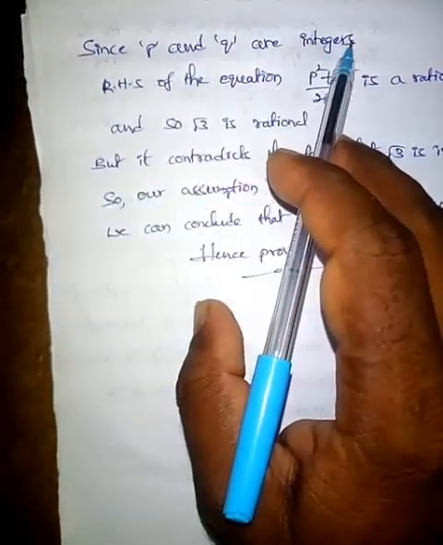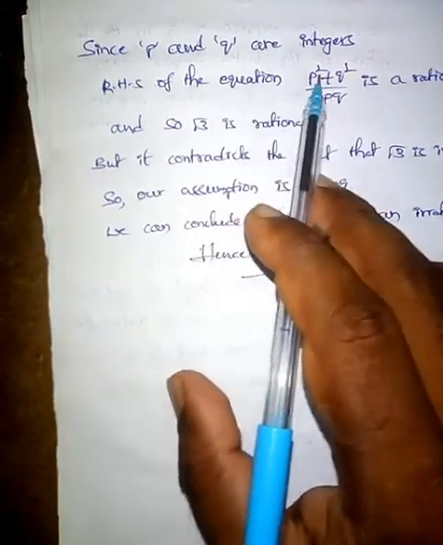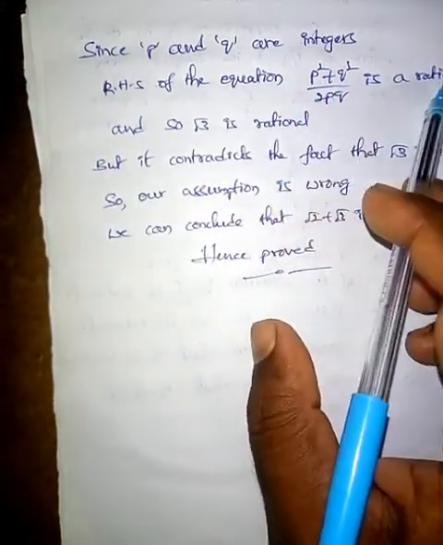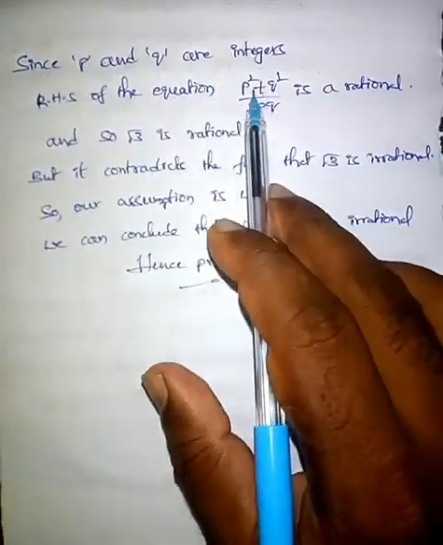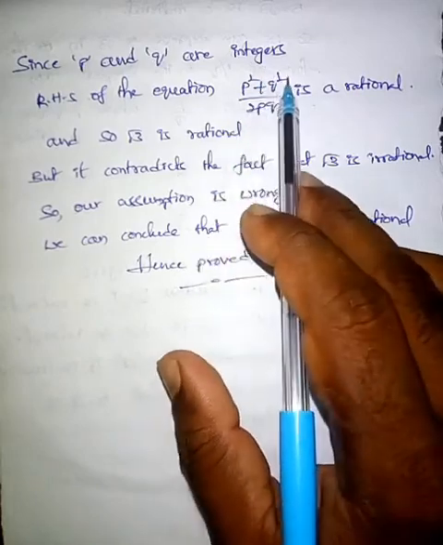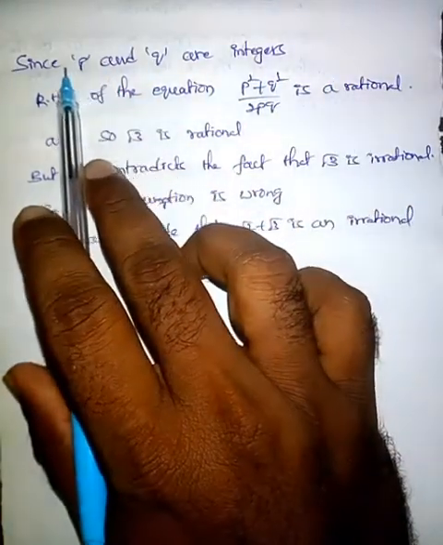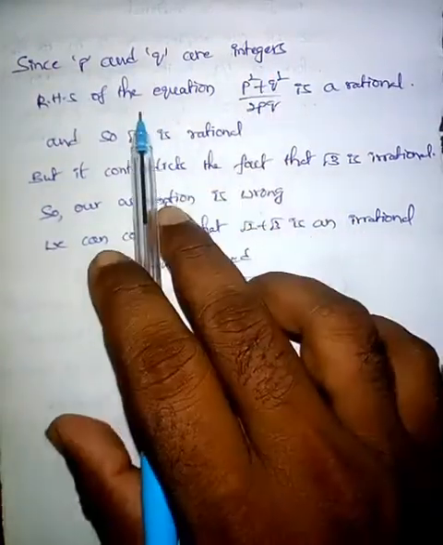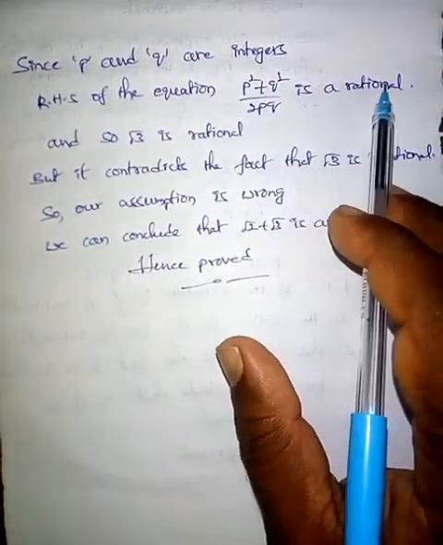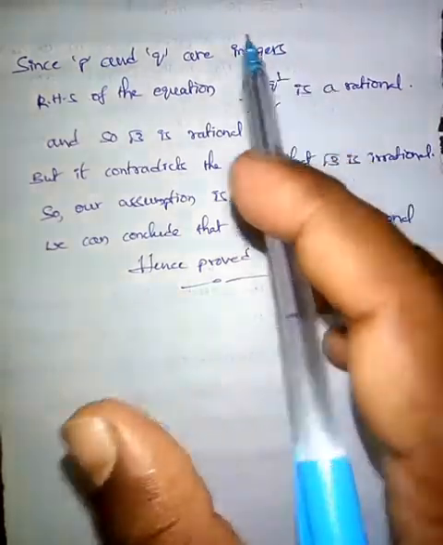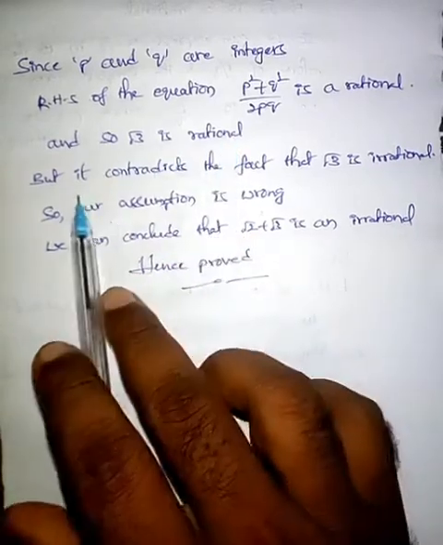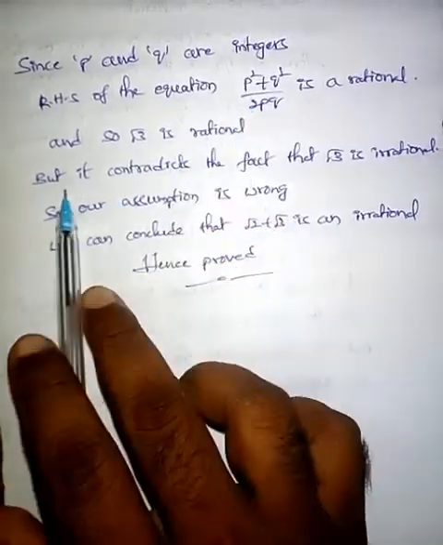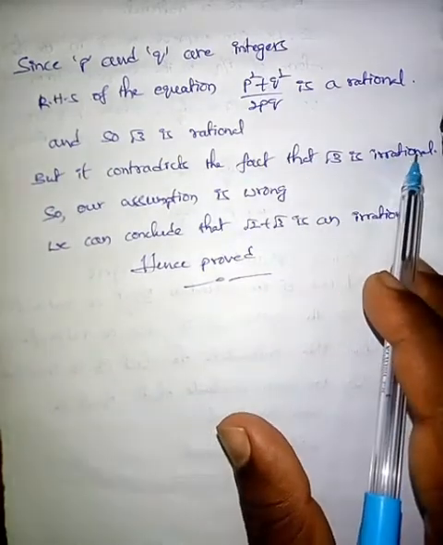Okay, so write the conclusion here. Since p and q are integers, the RHS of the equation, that is p square plus q square by 2pq, is a rational number, because I already told you, if you substitute any integers in the places of p and q, and if you simplify this, you will get a rational number. So that's why I wrote the statement here, since p and q are integers, the RHS of the equation is also a rational number. So if it is rational, compulsorily root 3 will also be a rational number. So root 3 is rational, but this is wrong. So this statement contradicts the fact that root 3 is irrational.